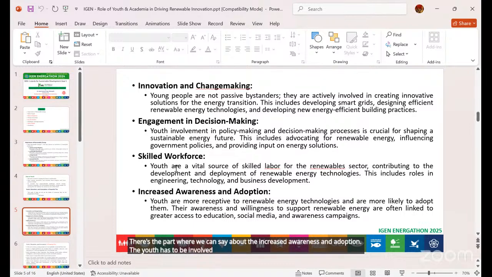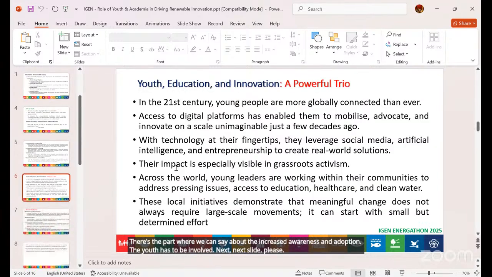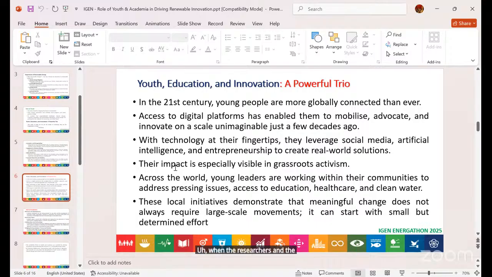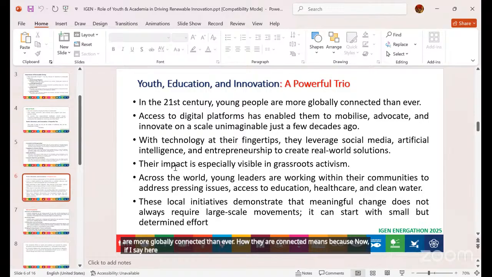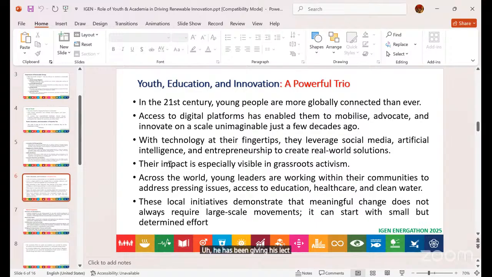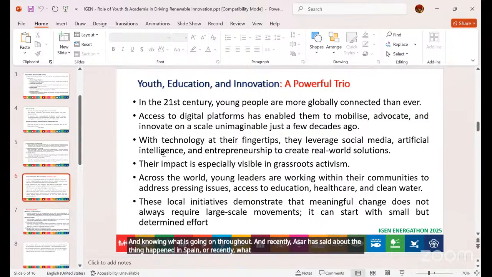Next slide, please. Yeah, this is the part, as I said, youth, education, and innovation, which we are calling a powerful trio. Researchers and surveys show that in the 21st century, young people are more globally connected than ever. How are they connected? Dinesh sir from another country is giving his lecture and we are listening here. So the students of our states are also getting connected with them and knowing what is going on throughout. And recently, as sir said about what happened in Spain, or the wars that have happened, everything we are connected to.